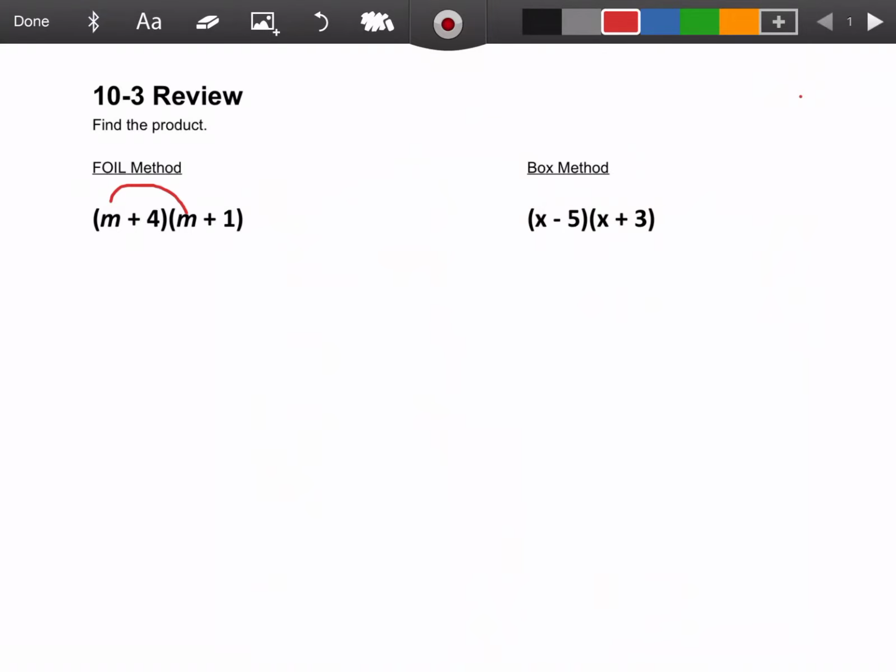Kashi speaking. In this video, we're going to review 10.3 and 10.4 on multiplying binomials. If you can remember, we went over a couple of different methods on how to do that. The two most popular were the FOIL method and the box method. So we're going to do one of each. I'm going through these slides here.